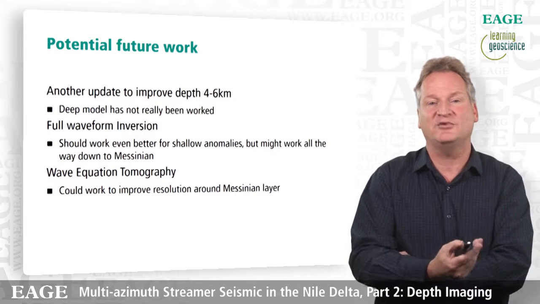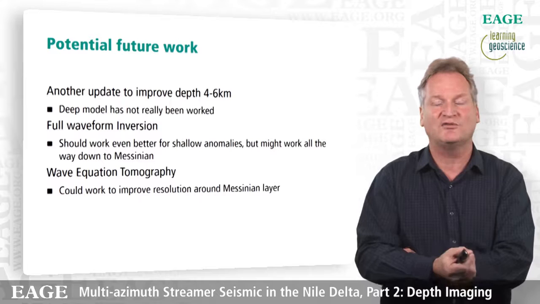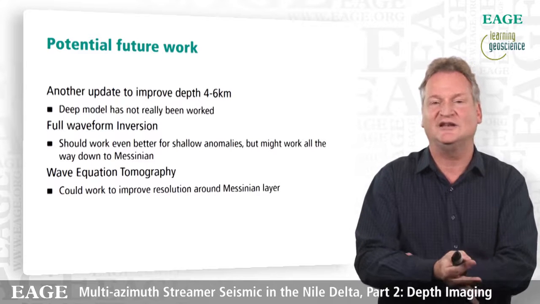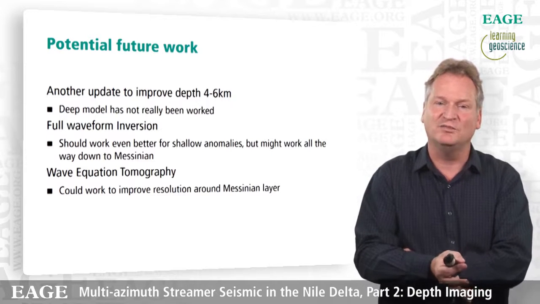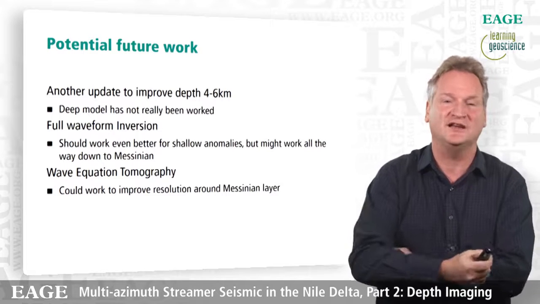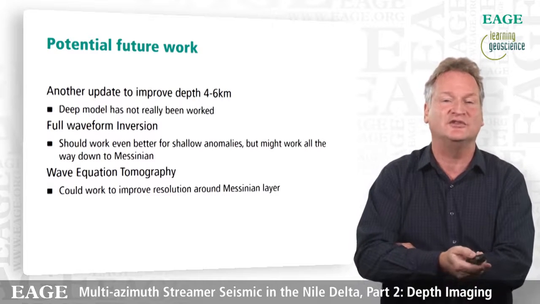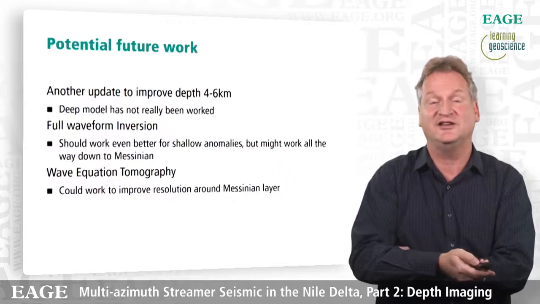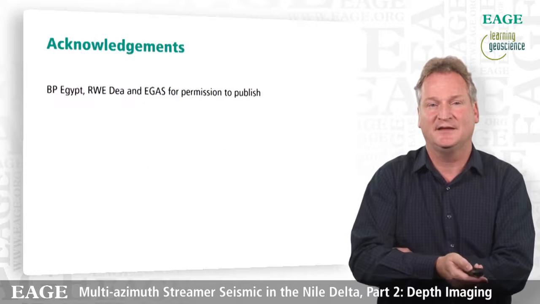We also, at that point in time, thought about wave equation tomography. That's still something that hasn't really taken off very much. But we do believe that if you can get that to work, especially around the Messinian layer, that might actually be another way of improving the resolution of your velocities in that Messinian layer.